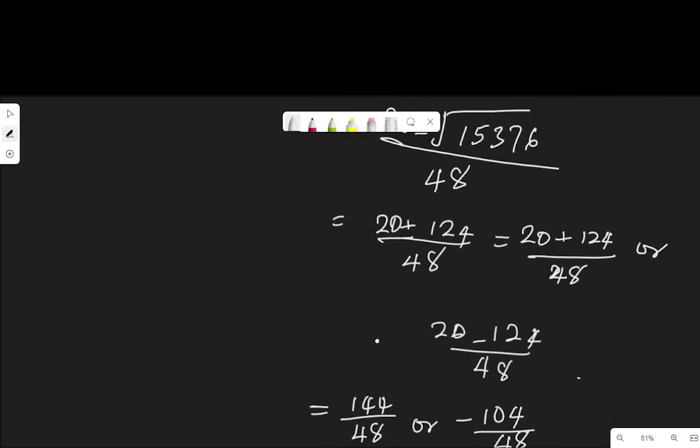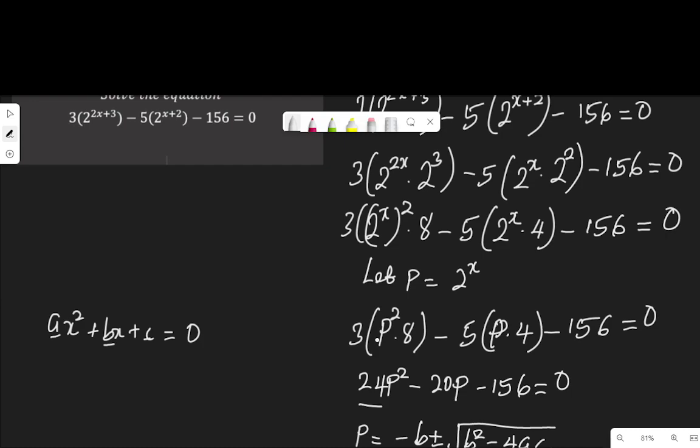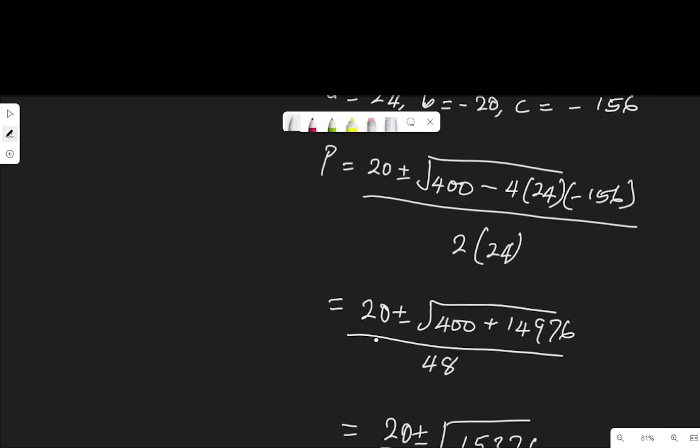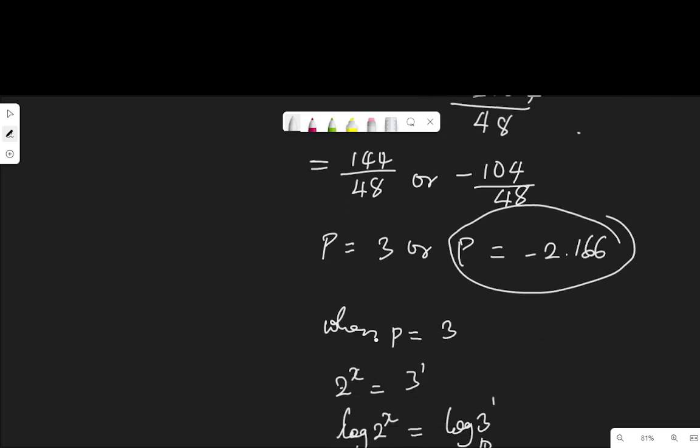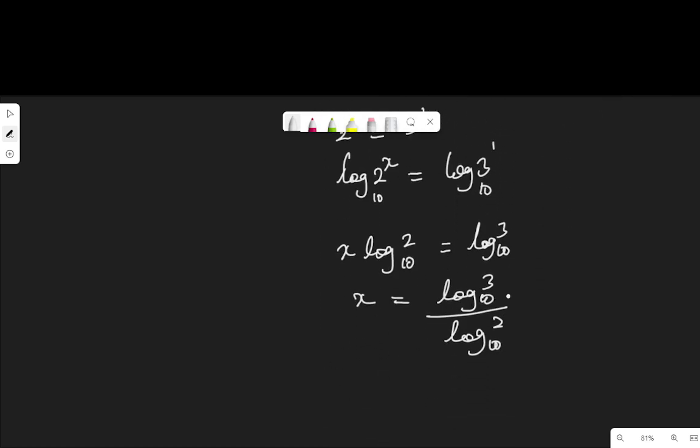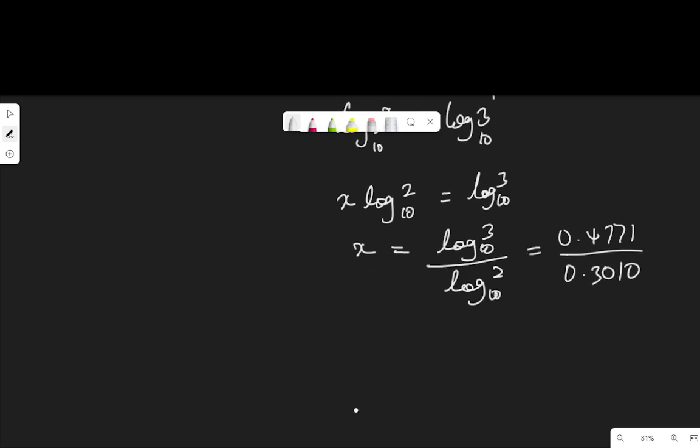So we should get the value of x in number. You can leave it there in logarithm, but if you want to solve further, you can take the logarithm of 3, which is 0.4771, and the logarithm of 2 is 0.3010. Now let's divide that. 0.4771 divided by 0.3010 is 1.58 approximately. So x is 1.58.